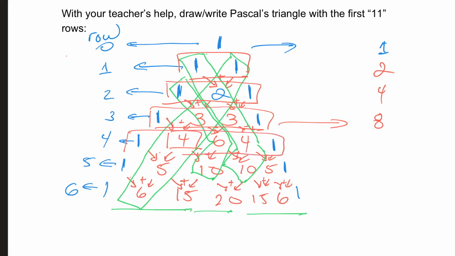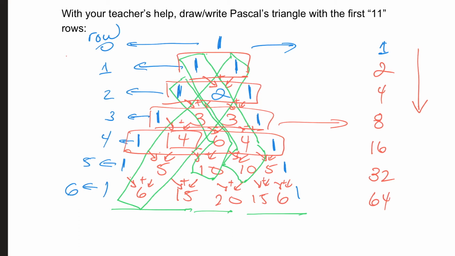And then the fourth row: 1 plus 4 is 5, plus 6 is 11, plus 4 is 15, plus 1 is 16. So hopefully we do see a pattern coming down in terms of the sums of the rows. We can almost predict that the next one is going to be 32, and the next one is going to be 64. So you can see it starts at 1 and starts doubling. It goes 1, 2, 4, 8, 16, 32, 64.